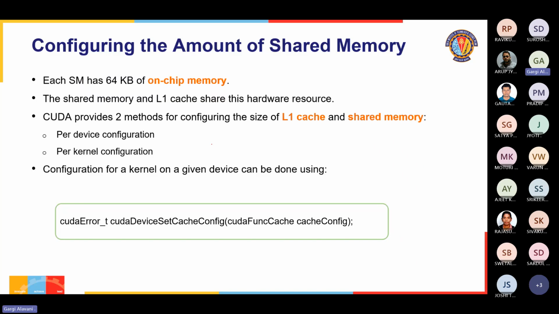Now, how do you configure the amount of shared memory on your GPU? By default there will be some configuration, but if you want more shared memory, you can configure that as well. Each SM has 64 KB of on-chip memory, and this 64 KB is divided between shared memory and L1 cache. CUDA provides two methods, for device configuration and kernel configuration, where you mention the cache config you want.